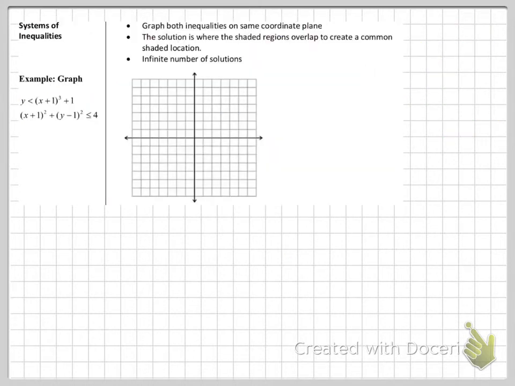Okay, but the chapter's on systems, so we're going to make you graph two at a time, and then we need to find the solution to the system, which is a common shading. So here we go.